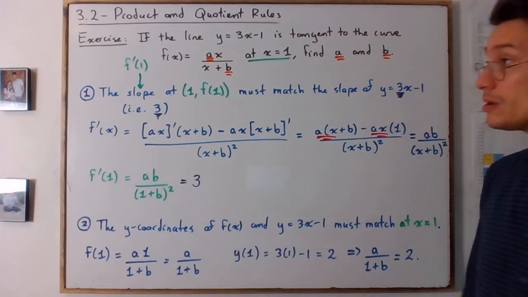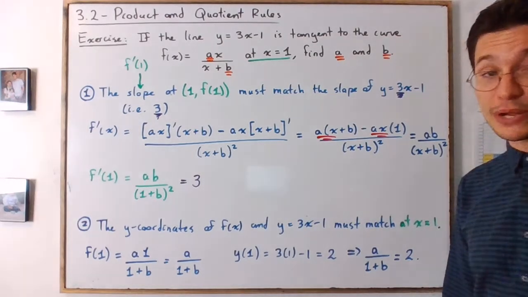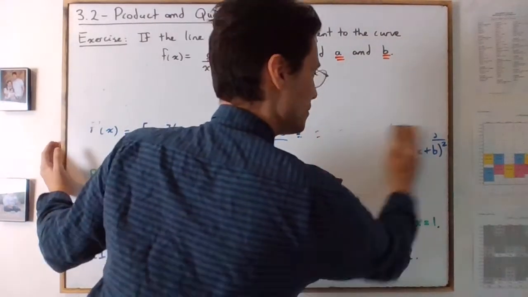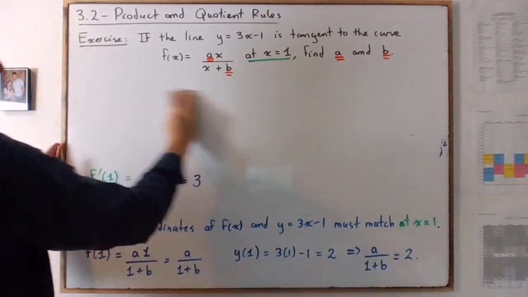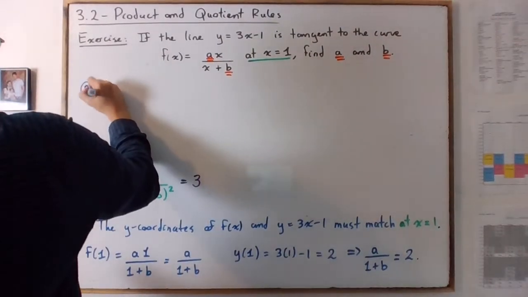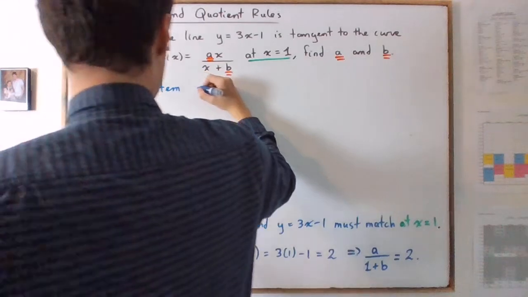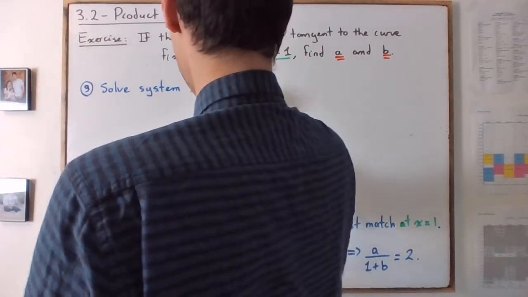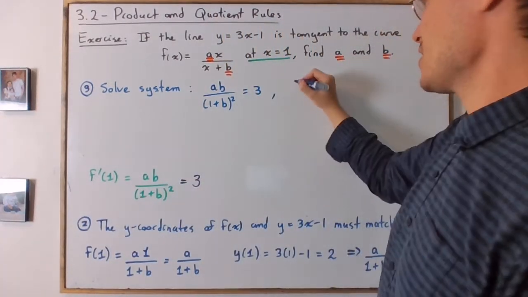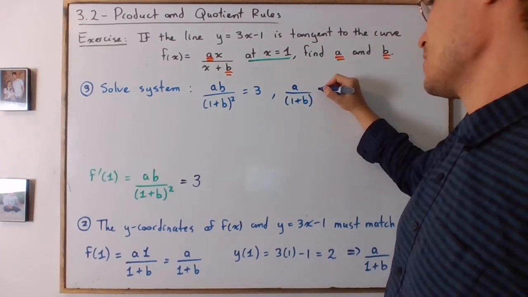All right, now let's erase the first step, like the derivative step. And what I want to do is to write down these two equations so that we can solve them. So bye-bye derivative. So what we mean is we want to solve the system. So a b over 1 plus b squared is equal to 3. And the other equation is a over 1 plus b is equal to 2.